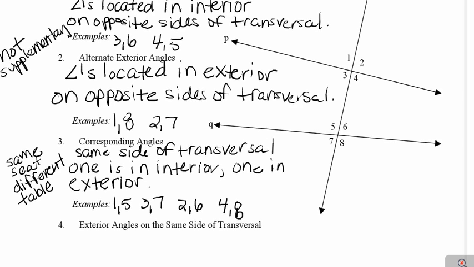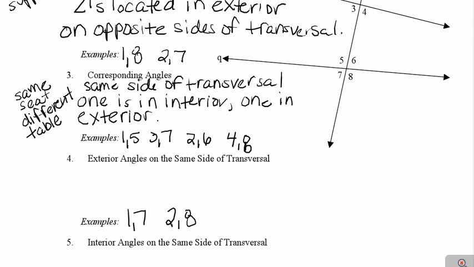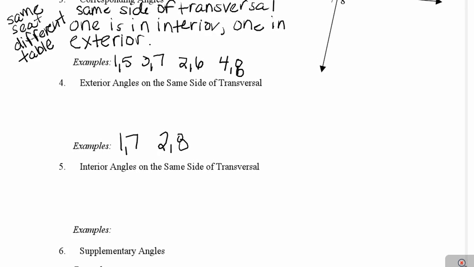Now the next one is called exterior on the same side of the transversal. That definition is exactly what it says in the name. They are on the outside, but they are on the same side of the transversal. There are 2 examples of exterior on the same side of the transversal. One example would be angle 1 and angle 7, and then angle 2 and angle 8. Okay, then next we have interior angles on the same side of the transversal. And again, we have 2 pairs of those. Angles 3 and 5 and 4 and 6.